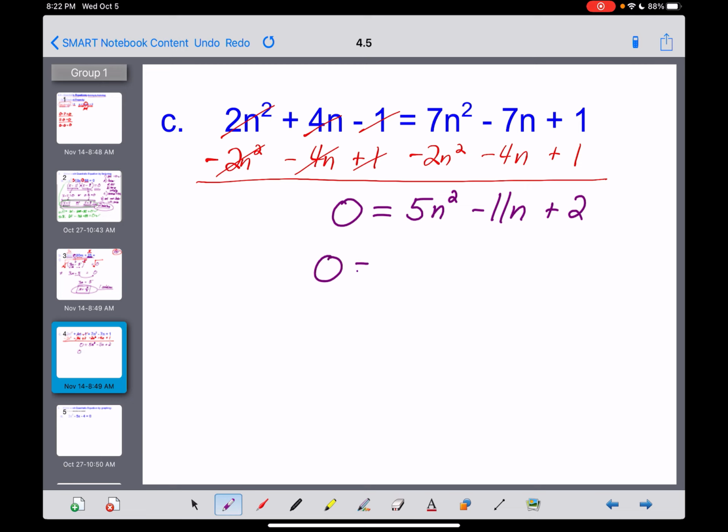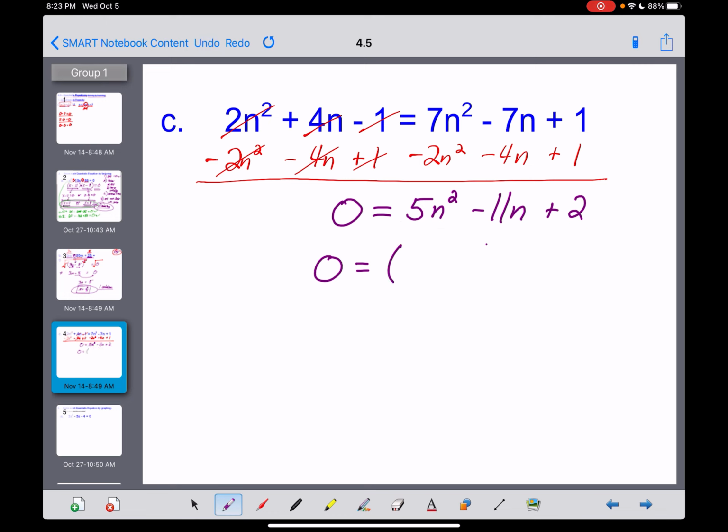So now we try to factor the right-hand side. Checklist. First thing, is there a GCF? No, nothing goes into 5 and 11 and 2. Second of all, are we dealing with a perfect square trinomial? Definitely not, because 5 is not a perfect square and neither is 2. And it's not a difference of squares because this is a trinomial and a difference of squares is a binomial. So none of the special things worked out.